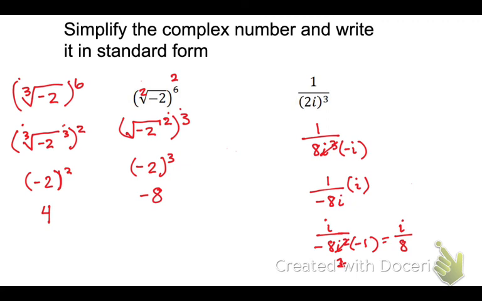Because i has to be out. What number is next to the i? 1. So I should write it as 1/8 i. Remember, we don't like those imaginary numbers. Kick them out. Why are we doing them?